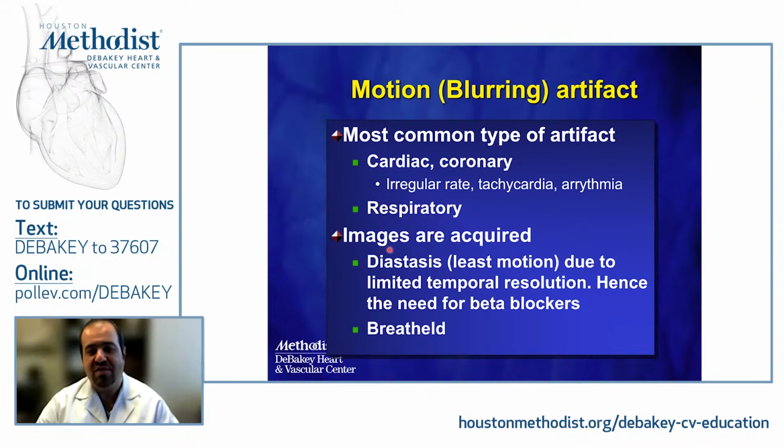Typically in cardiac CT, the images are acquired during diastasis, which is basically mid to late diastole. This is the period in the cardiac cycle that has the least motion from a cardiac and a coronary standpoint. And obviously, because of our limited temporal resolution on cardiac CT, we definitely need to administer beta blockers in order to prolong this diastolic filling period. And all of these cardiac or coronary CT images are acquired with a breath hold.